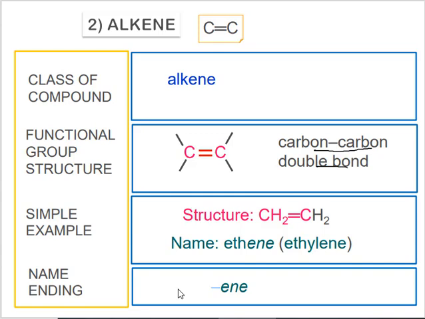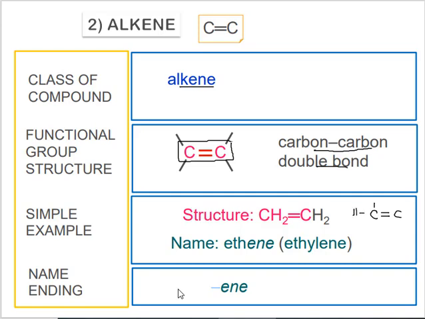Okay, so what I want you to know here is, for the class of compound alkene, the functional group we call carbon double bond. So this is the functional group for an alkene. You have an example here, ethene. I can draw the expanded structure for you to see.